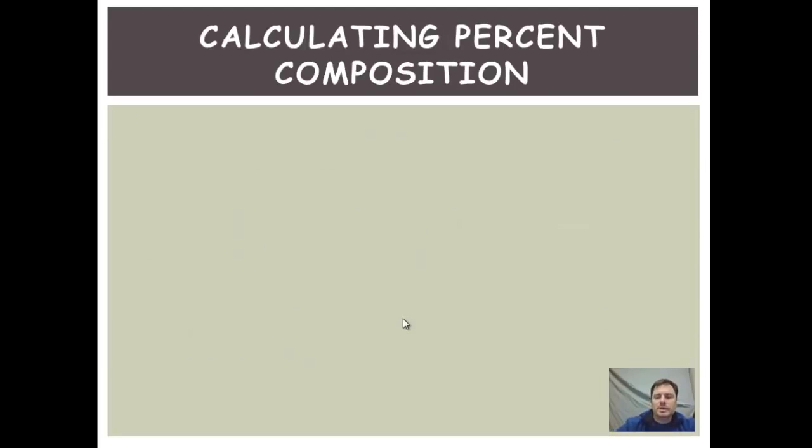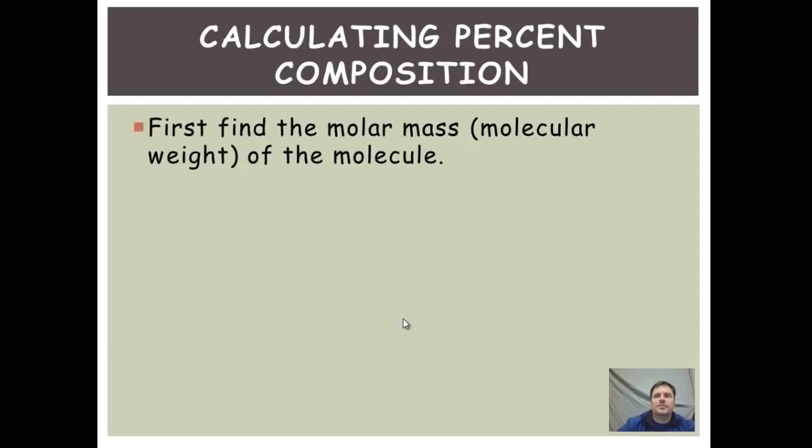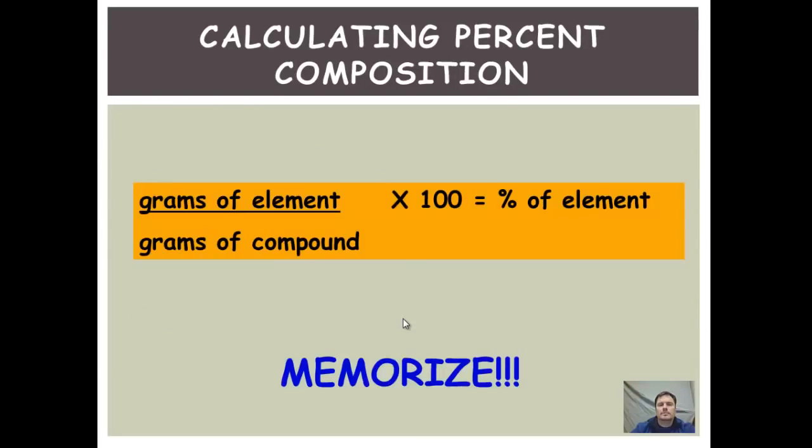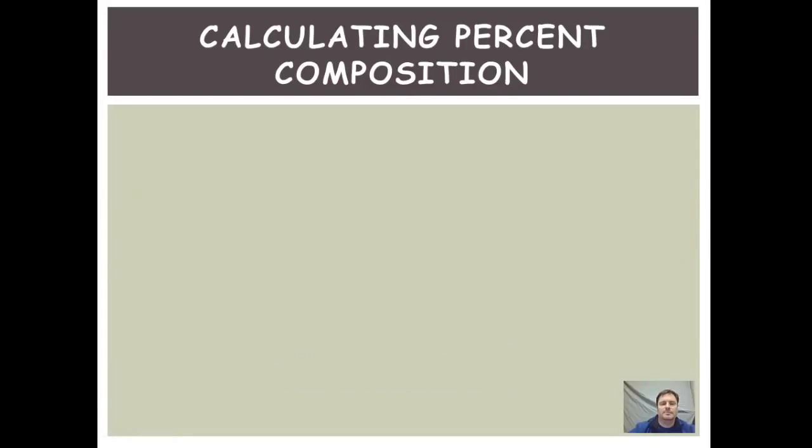Alright guys, the first thing we need to do to calculate percent composition is to figure out the formula weight or formula mass of the molecule we're looking at, the total weight of that molecule. Then we can take the weight of the given element and divide it by the molar mass of the molecule, and then multiply it by 100 to get it into a percentage. So if we put it into an equation, it looks like this. We take the grams of the element, divide it by the grams of the compound, times 100, which gives us the percent of the element. And yes, you do need to memorize this, so make sure you have it written down.